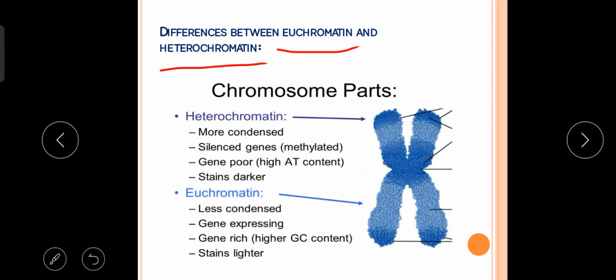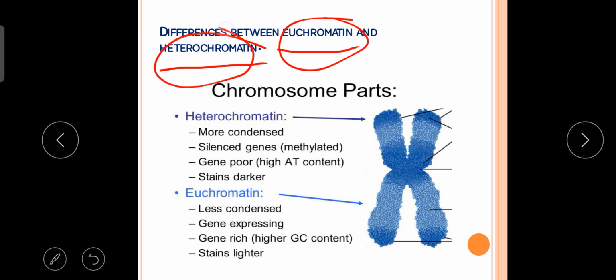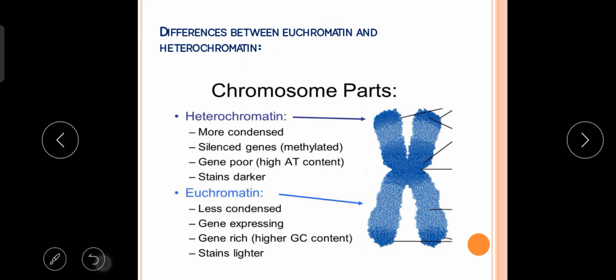First you should know what is chromatin. Chromatin is the long thread-like structure present inside the nucleus which finally becomes thicker and shorter and becomes the chromosome. Now this long thread-like structure called chromatin has 2 different parts. One is called the euchromatin and one is called the heterochromatin. So what is the difference between euchromatin and heterochromatin?